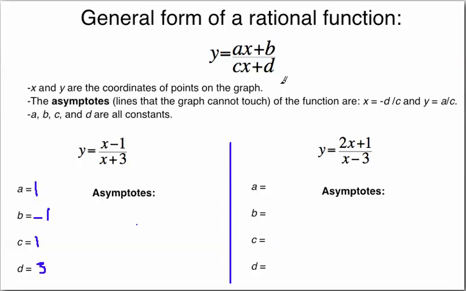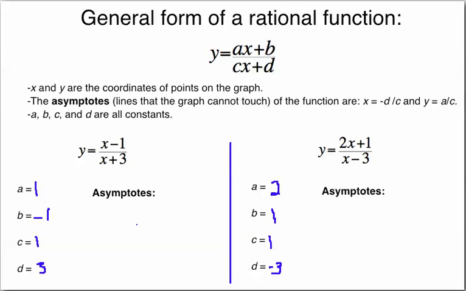Let's do the same thing for our second example. A here would be 2. B this time is going to be +1 because it's a plus there. For C, again, we've got that invisible 1. And then D is going to be -3.